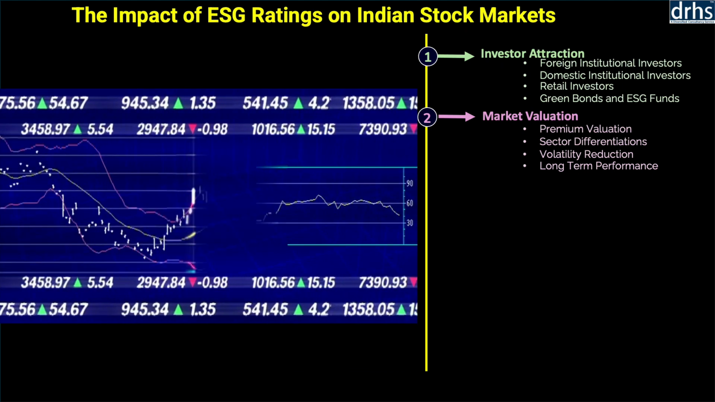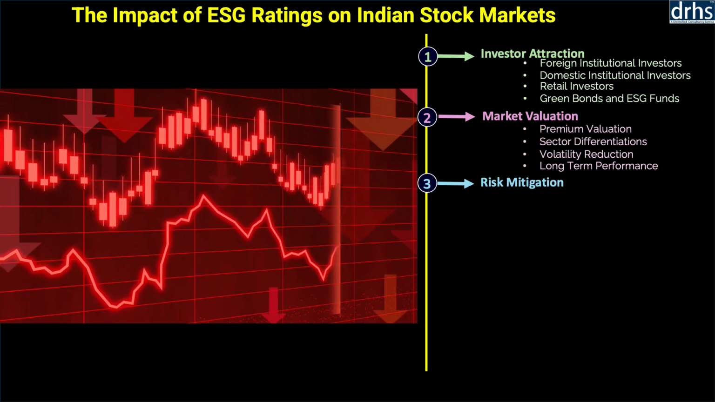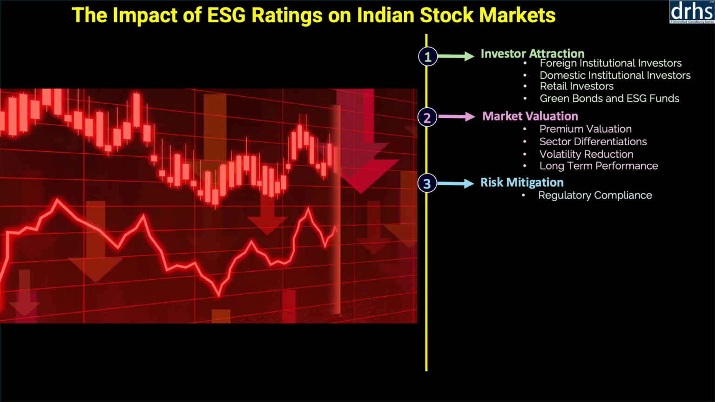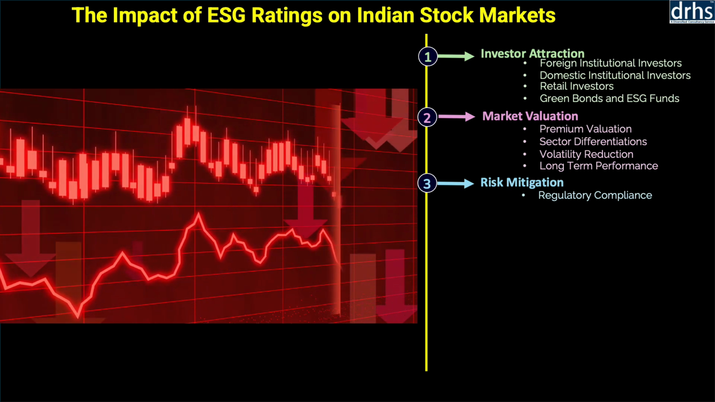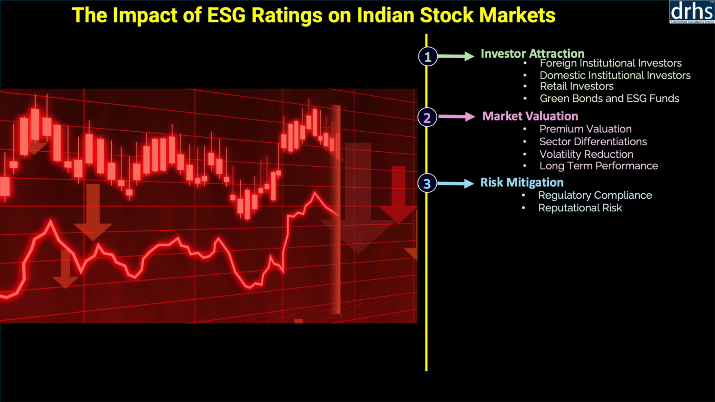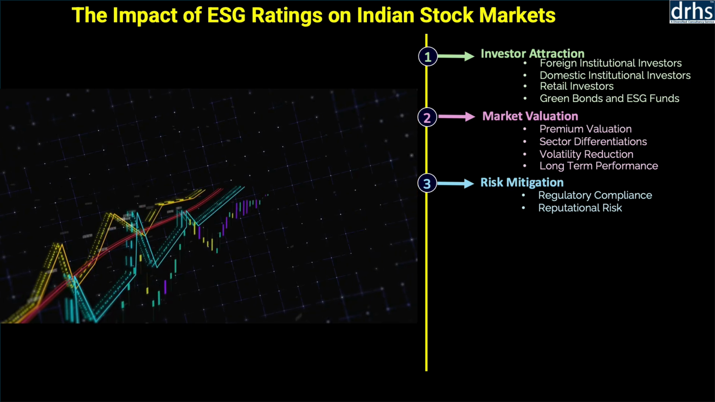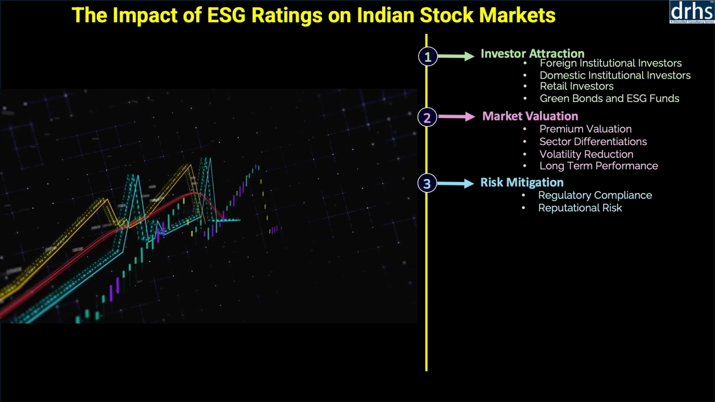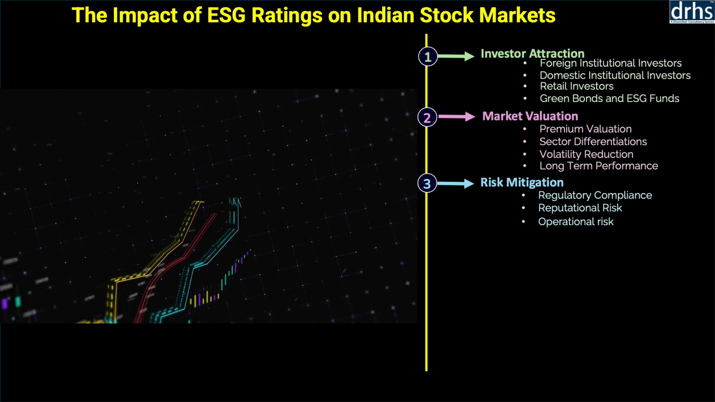The next impact is related to risk mitigation. The first thing is regulatory compliance. Companies with strong ESG practices are better positioned to comply with evolving environmental and social regulations, reducing the regulatory risk. Next point is reputational risk. High ESG ratings serve as a buffer against reputational damage, which can have significant market impacts in the age of social media. Next is operational risk.